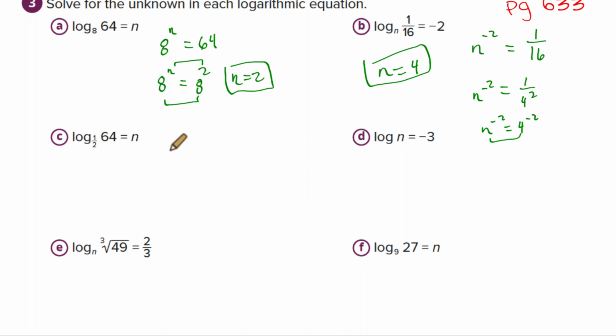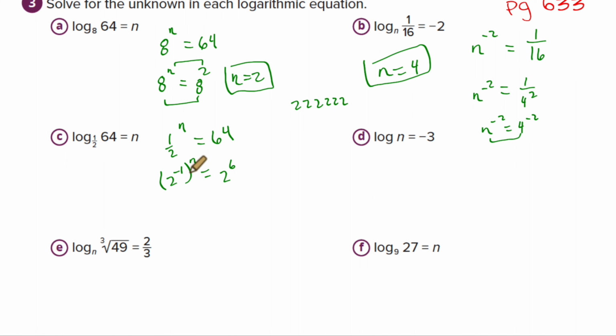All right, let's look at part C here. This is a little tricky. What do we got? 1/2 raised to the nth power has to equal 64. You're like, Mr. Kelly, how am I supposed to do that? Well, when you look at this, 2, 4, 8, 16, 32, 64. That's 2 to the 6th power. And I know that 1/2 is 2 to the negative 1 power. So 1/2 raised to the n should equal 2 to the 6th power. The key here is to get a common base. We can write them both with a base of 2.